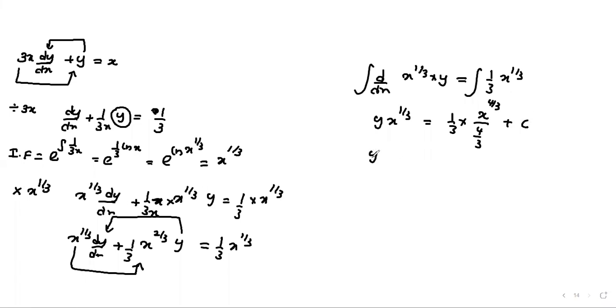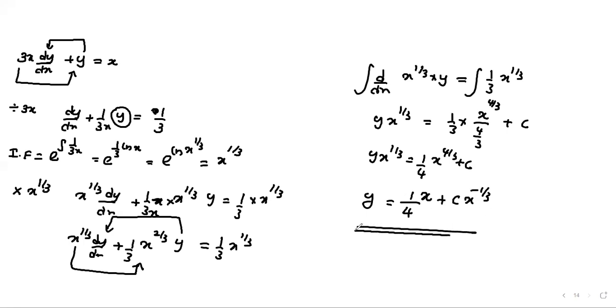It turns out to be y x to the power 1/3 equals 1/4 x to the power 4/3 plus c. Then you can write y equals, if you do this division, 1/4 x to the power 4/3 divided by 1/3 is x plus c x to the power minus 1/3, or c over x to the power 1/3, is the final answer for this question. So here we have to work out the particular integral. To find the particular integral, this coefficient should be 1. That is the approach we take with this question.